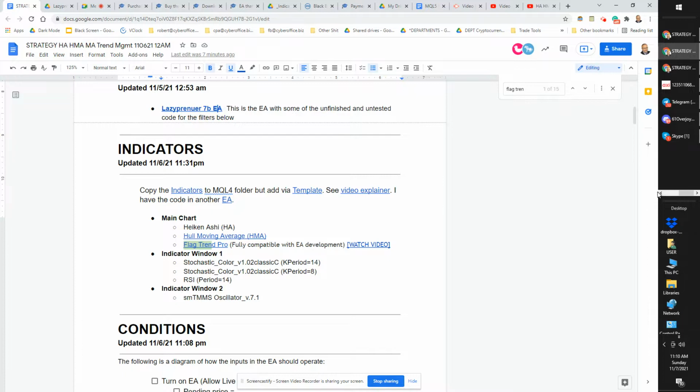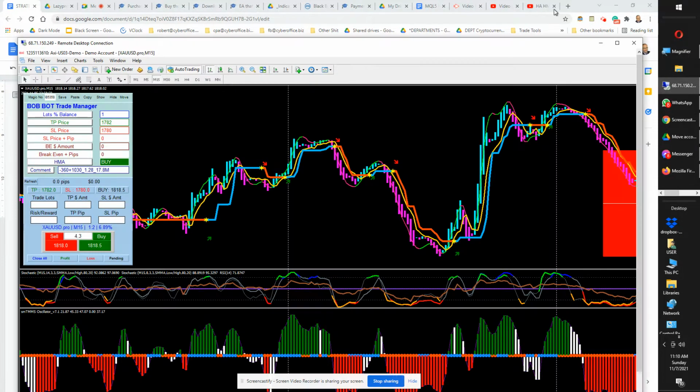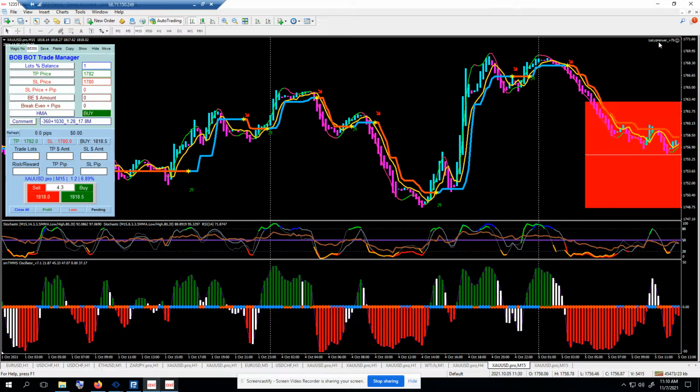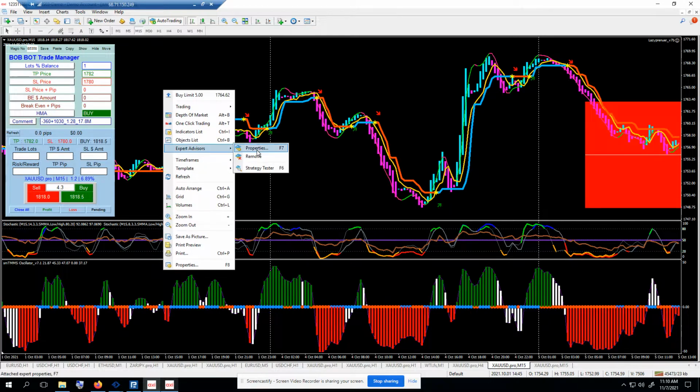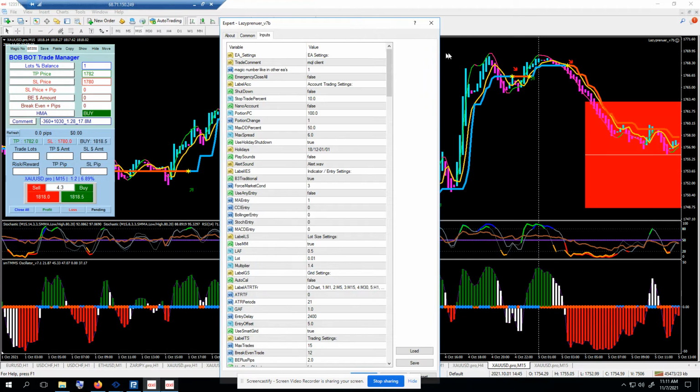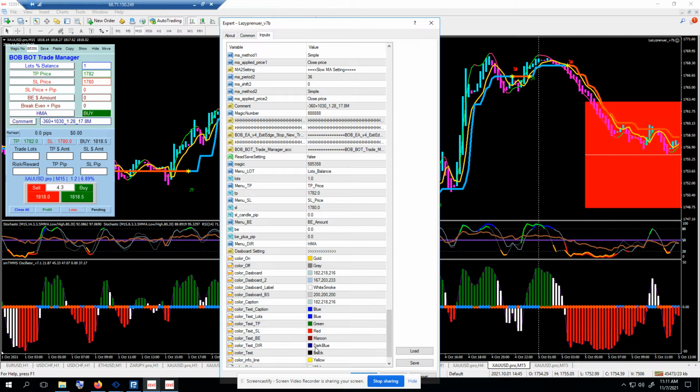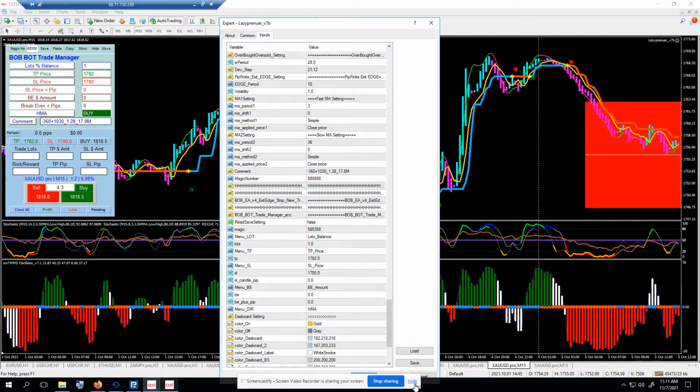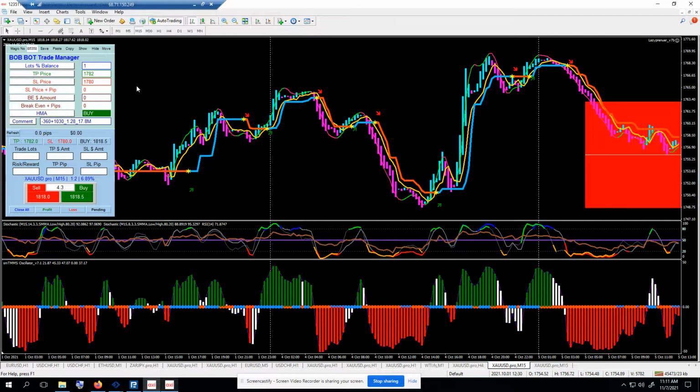So here we go. All right, so I've installed it. It's the Lazypreneur 7B. Okay, and like I said, you scroll to the bottom, and these are the inputs. And right now, the way I use it is I will put lot percent balance, so say 1%, take profit price, and I'll put whatever price.